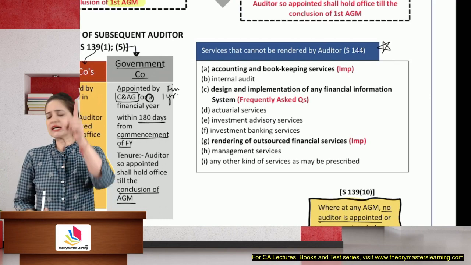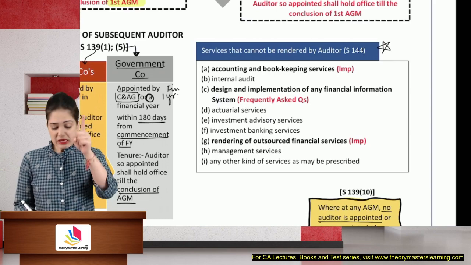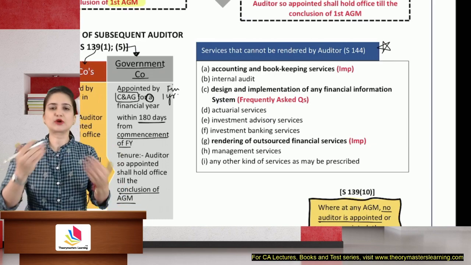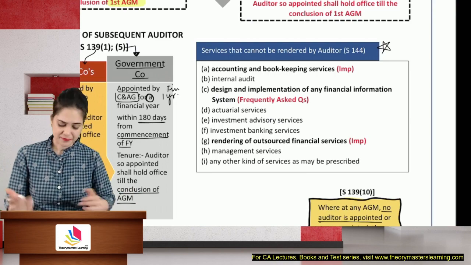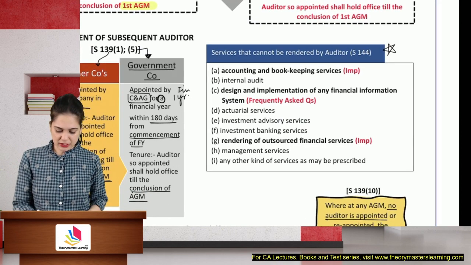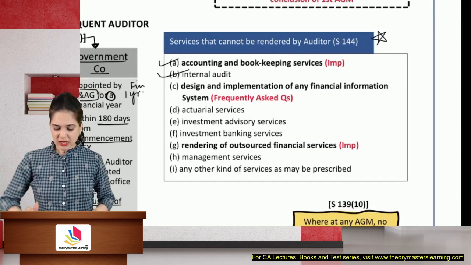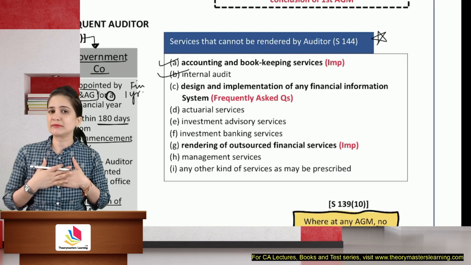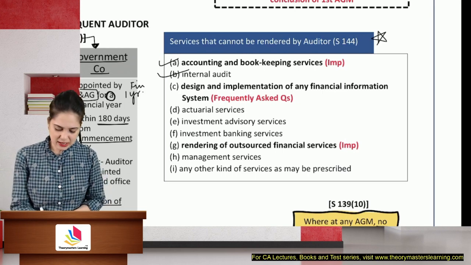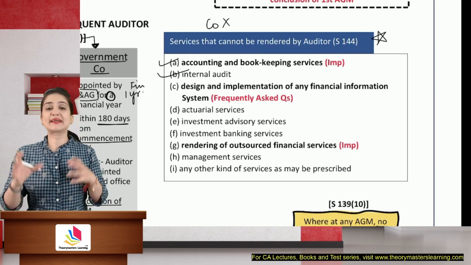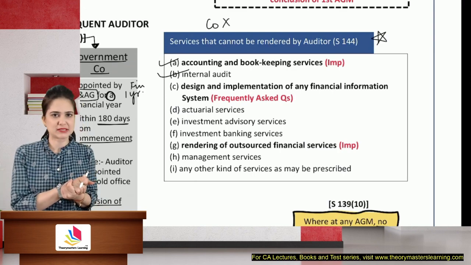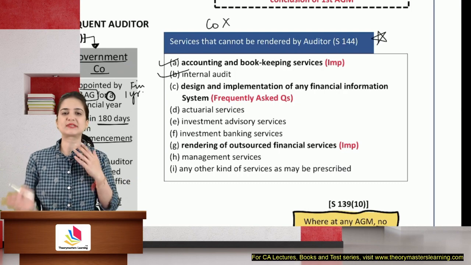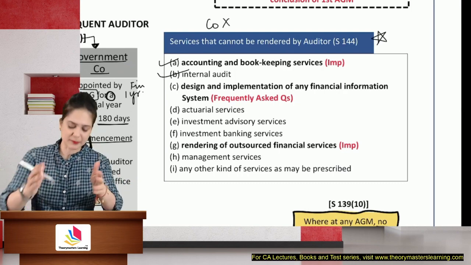If you are a statutory auditor of the company, then you cannot provide accounting and bookkeeping services. It is so logical. You cannot prepare the accounts as well as audit them. You cannot conduct internal audit. Now, there were students who were asking me, ma'am, I cannot become an internal auditor of any company? No, that's not the case. If I am a statutory auditor of, let's say, company X, then I cannot be internal auditor of company X. I can be internal auditor of any other company. But you cannot be both statutory as well as internal auditor of the same company.